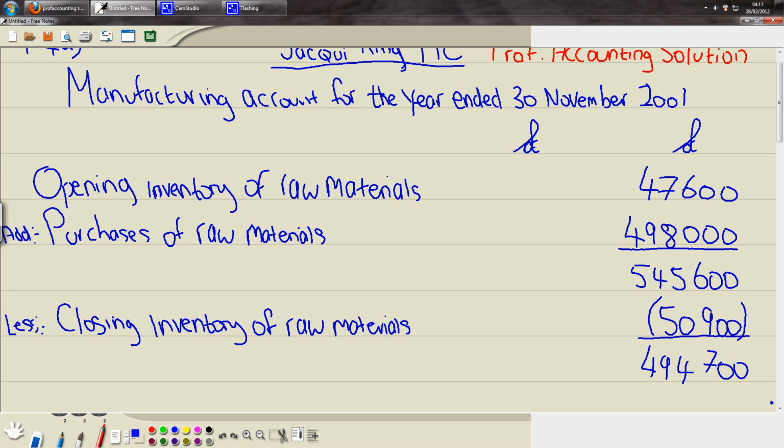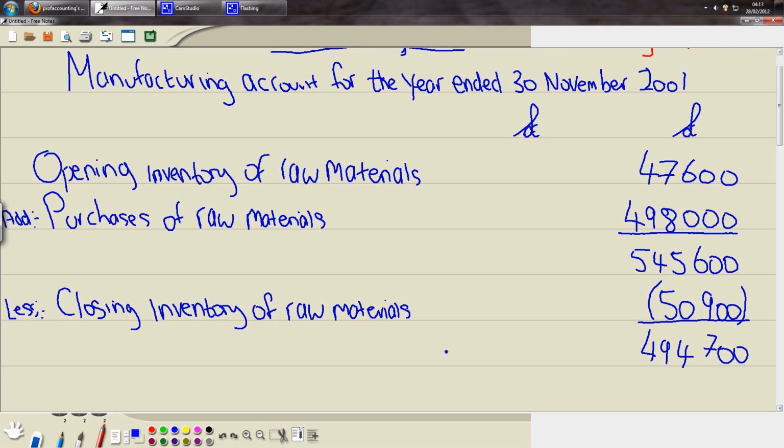Sometimes I'll have to. There's a few calculations coming up that I need to use a calculator for. Right, next bit. What is that answer called? What is the 494,700? Well, if you net off all the raw materials, the opening, the purchasing, the closing, that is your cost of raw materials consumed. Cost of raw materials used. Cost of raw materials consumed, which is what it asked for.